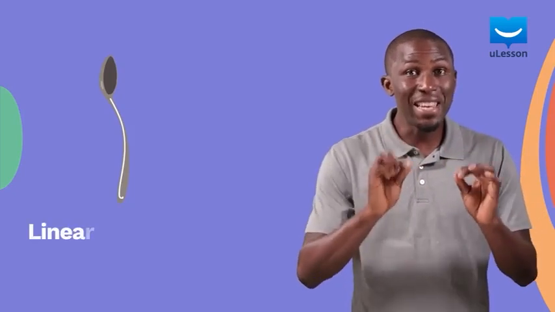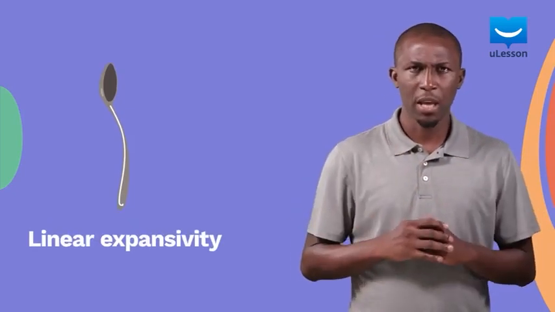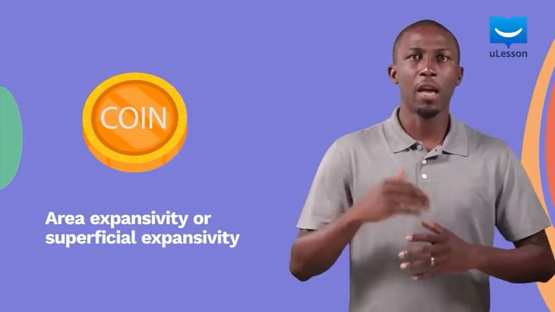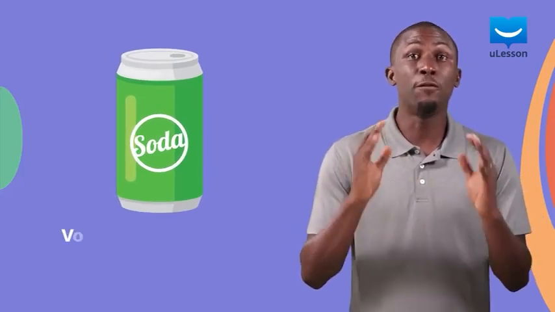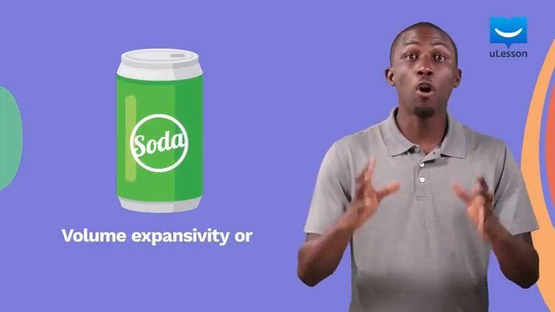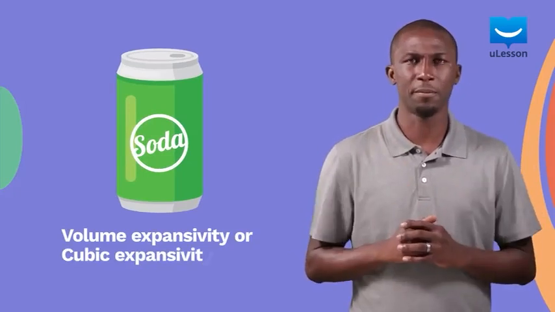When an object increases or decreases in length due to a change in its temperature, we call it linear expansivity. Now, if it is an increase or decrease in its area, we call it area expansivity or superficial expansivity. And finally, if it is an increase or decrease in its volume, we call it volume expansivity or cubic expansivity.